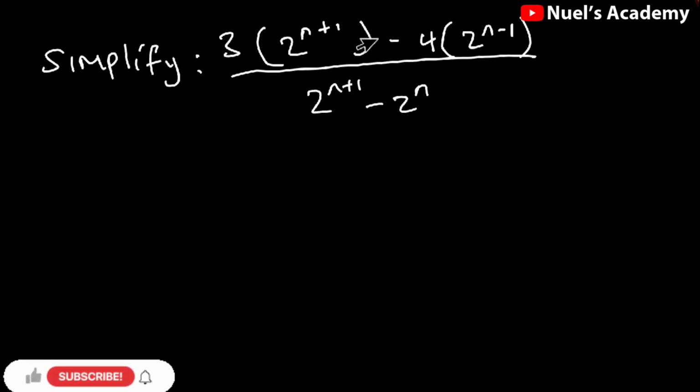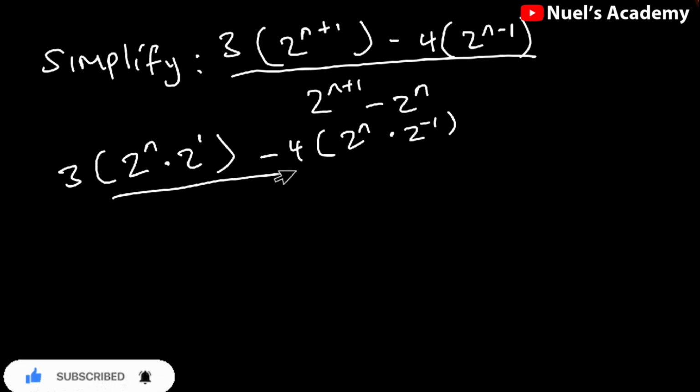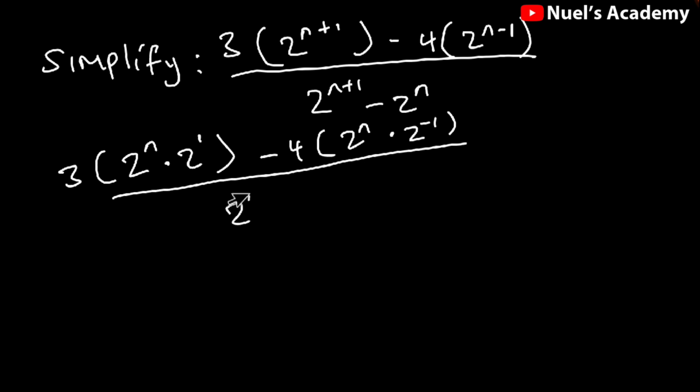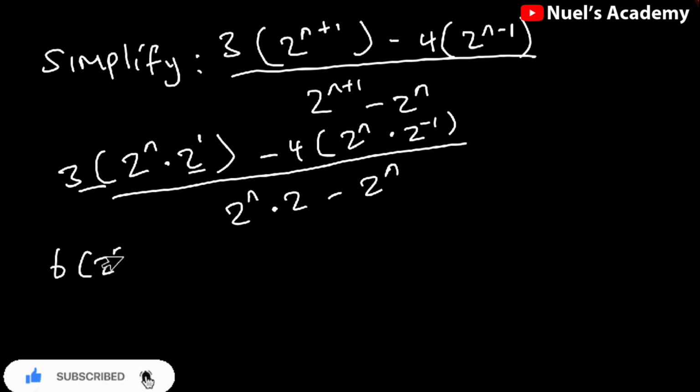So how to simplify this expression? So solution, we have 3 into, now 2 raised to the power n plus 1 can be written as 2 raised to the power n multiplied by 2 raised to the power 1 as we discussed earlier. So minus 4 into, we have 2 raised to the power n, then this minus 1 can be written as multiplied by 2 raised to the power minus 1, alright. Then we have over, then 2 raised to the power n multiplied by 2, so minus 2 raised to the power n. So 3 times 2 is equal to 6, then multiplied by 2 raised to the power n.